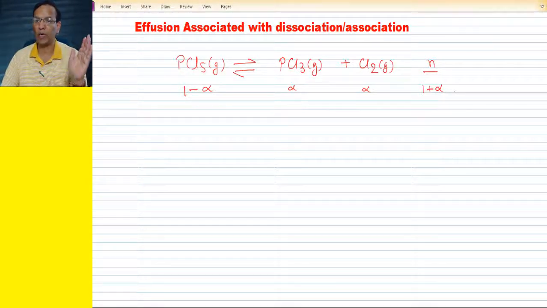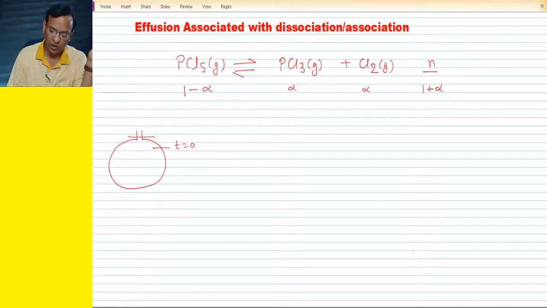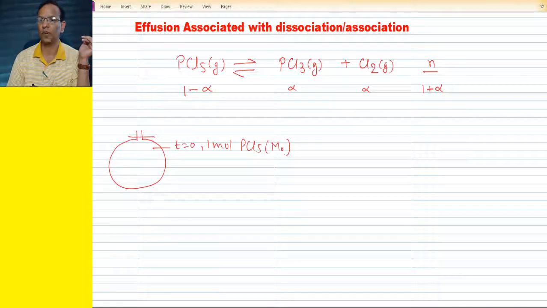We'll have to take it practically that in a flask we started with 1 mole of PCl5, and 1 mole of PCl5 will have mass equal to the molar mass of PCl5. Now no matter whether the gas decomposes or associates, if it is sealed, the total mass is not going to change. So even at equilibrium, the mass of the gas mixture will be equal to m naught. But now the moles have changed. Initially we started with 1 mole, now we have 1 plus alpha mole.